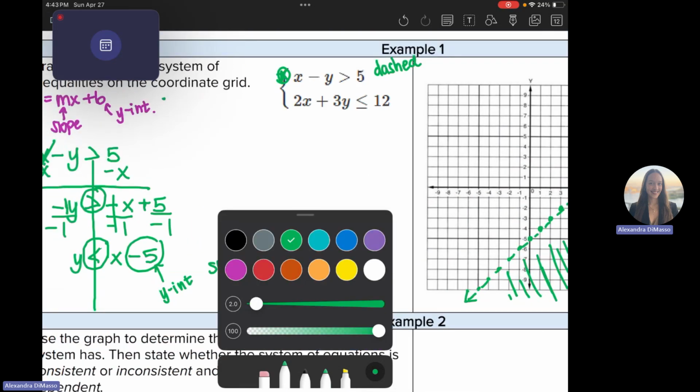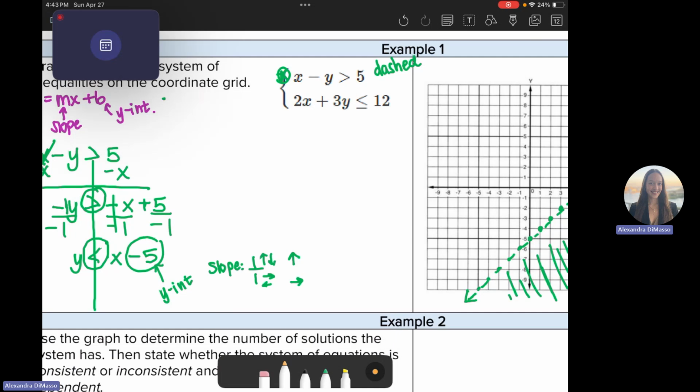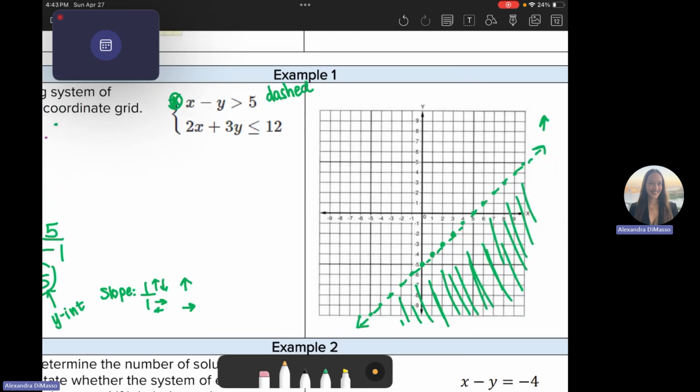So switch colors. And now we're going to look at this equation down here. Now, I see before I rewrite it that there is an equal to sign. So this already tells me this is a solid line when I go to actually draw it. So I want the y's to be all by themselves. Okay, so I'm going to move the 2x from the left side over to the right by doing the inverse operation. So I'm going to subtract 2x from both sides.